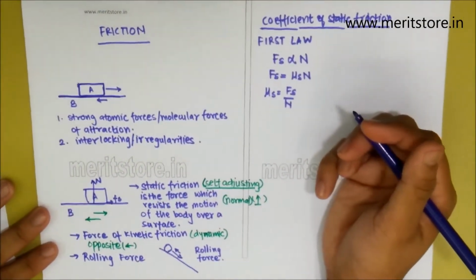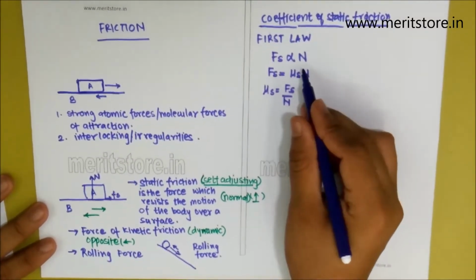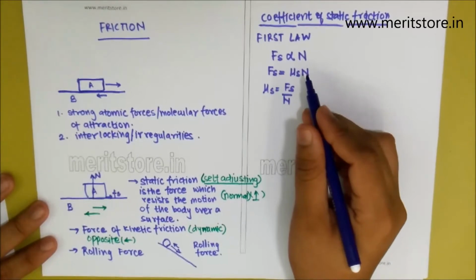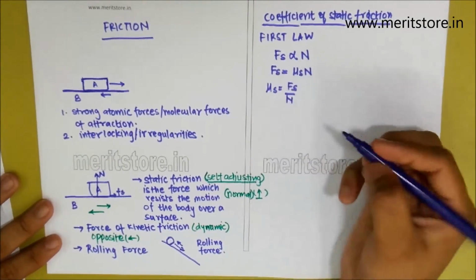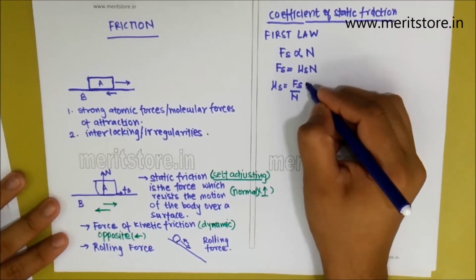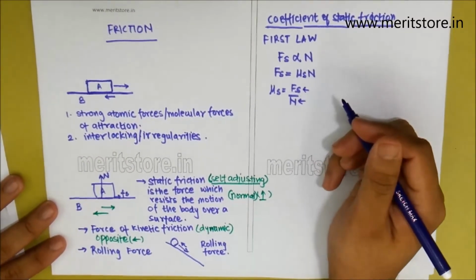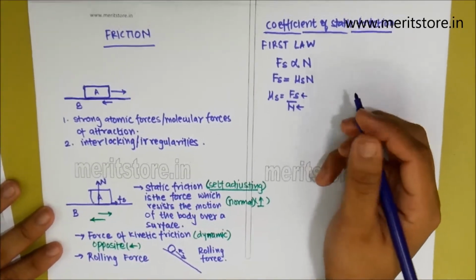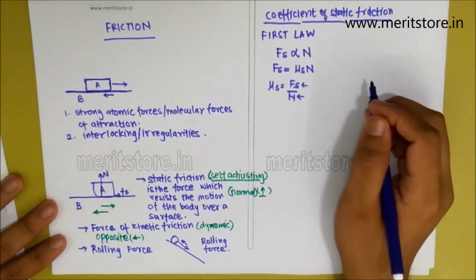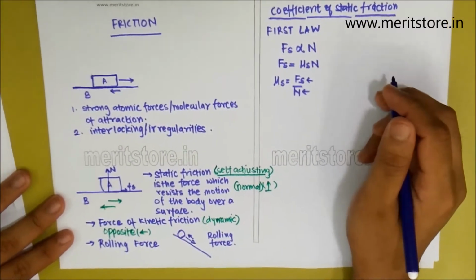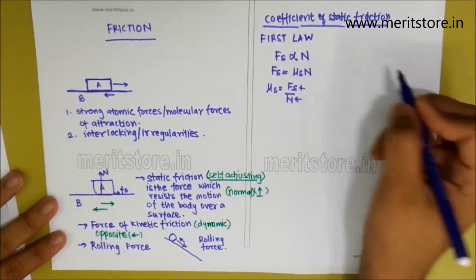So the limiting force of static friction is directly proportional to the normal reaction between the two surfaces. The coefficient of static friction is therefore defined as the static friction to the normal reaction. The second law of static friction states that the limiting force of static friction for any two given surfaces is independent of the apparent area as long as the bodies remain in contact with the same area.